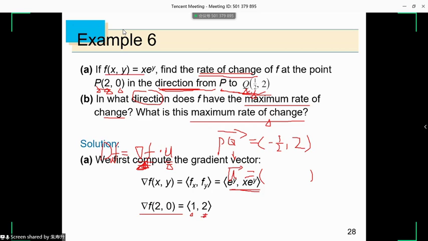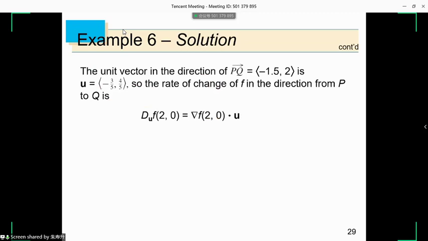And then we get the direction. The direction is minus 1.5 and 2. With this one, we can get the unit vector u, and it gives this one. Have you got it? Got it? Yes, sir.